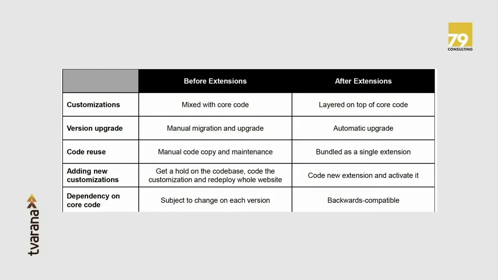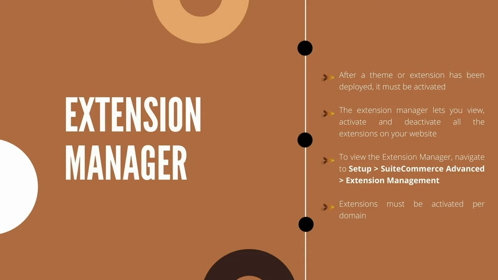So you can install extensions in your account as bundles, but once the bundle is deployed to your account, the extension is not automatically applied to your website. It must be activated manually first. You can use the extension manager to do this, and it lets you view, activate, deactivate all of the extensions and themes on your website. Extensions must be activated per domain. So if you have a single website with multiple domains, you will need to go through the activation process once per domain. Let me show you how that works in a minute.